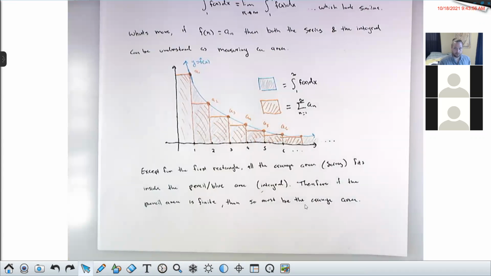This is called the integral test. I'm going to give you the exact details in a minute. There are some hypotheses behind it, and it actually is a little stronger than this. But if you understand this, then you will understand what we're doing here.